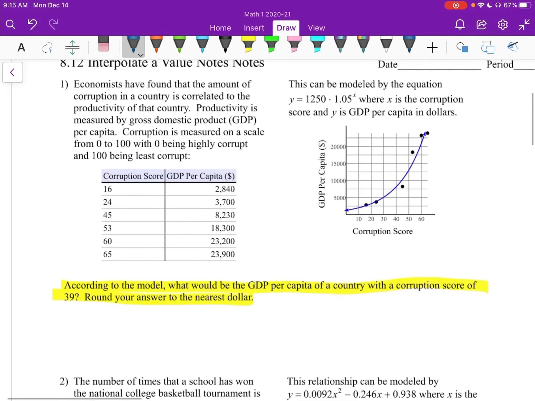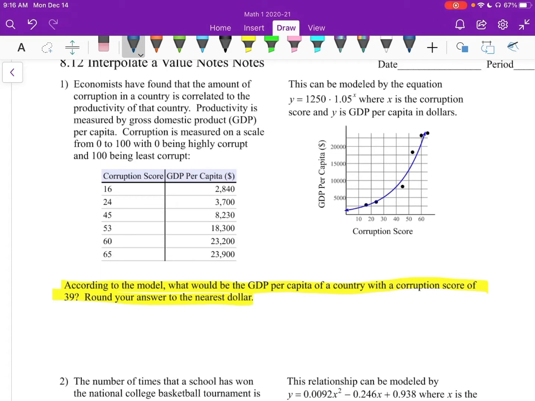So number 1: economists have found that the amount of corruption in a country is correlated to the productivity of that country. Productivity is measured by gross domestic product, or the GDP, per capita. Corruption is measured on a scale of 0 to 100, with 0 being highly corrupt and 100 being least corrupt. So we've got our data there, our corruption scores and our GDP.